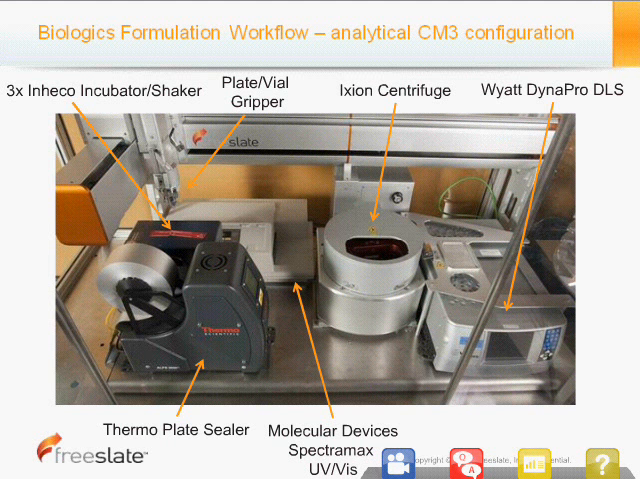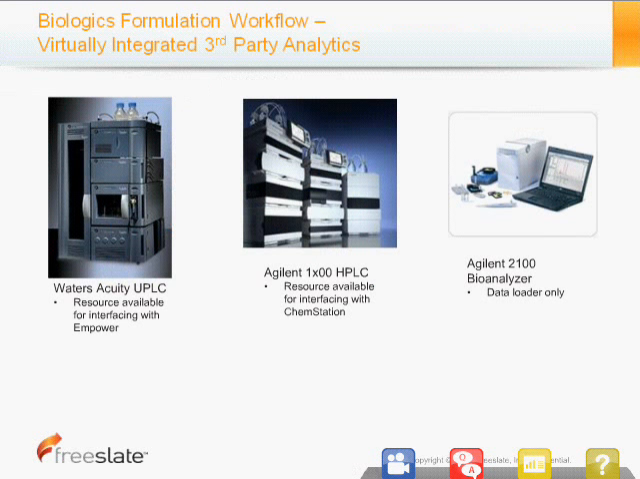Next slide. So in addition to what we've integrated into our core modules, we also support virtually integrated third-party analytics. And here's an example of some of those. Primarily these are HPLCs. We support both Waters and Agilent HPLCs, and we can control these instruments through integration within Empower or ChemStation, and we control those through our Automation Studio software platform. This enables us both to execute the experiments on these instruments and to take the data and save it to a database so that you can retrieve the data later.